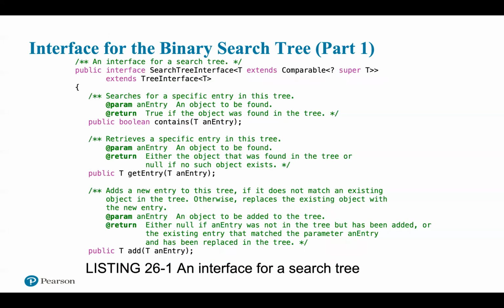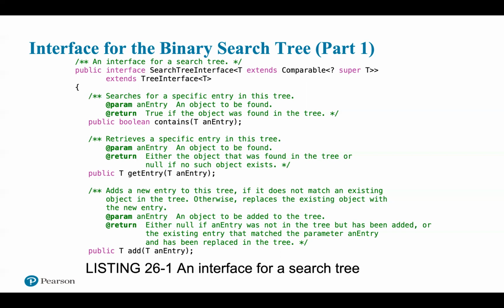So here is an interface for the binary search tree. In addition to the common operations of a tree as given in the tree interface, a binary search tree has basic database operations that search, retrieve, add, remove, and traverse its entries. We can design an interface for a binary search tree as well as for other search trees that we'll see in chapter 28. Listing 26.1 provides such an interface.